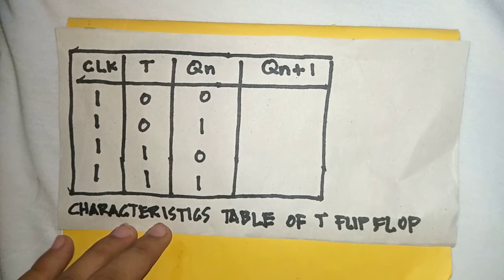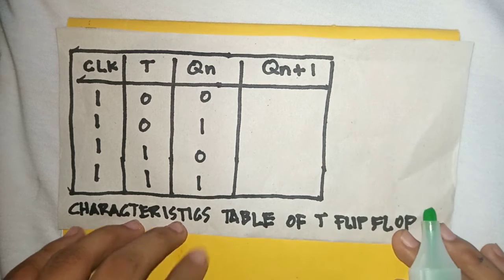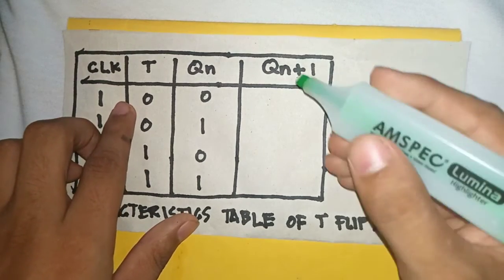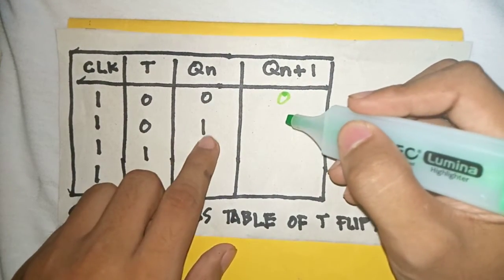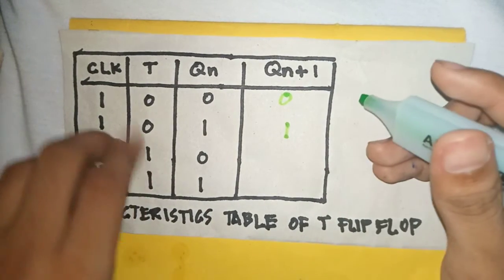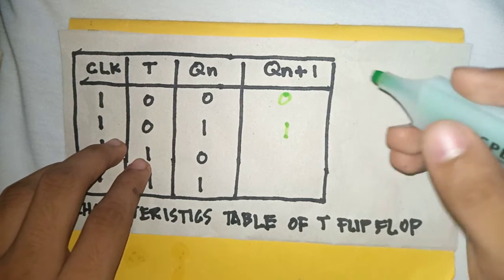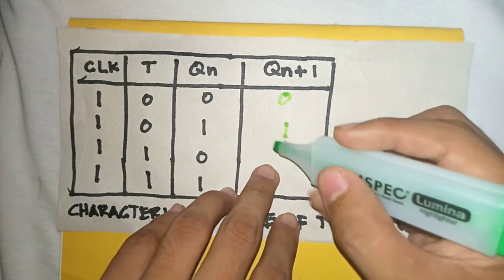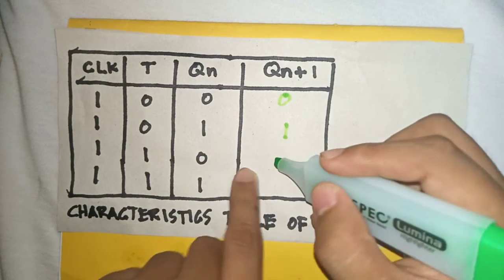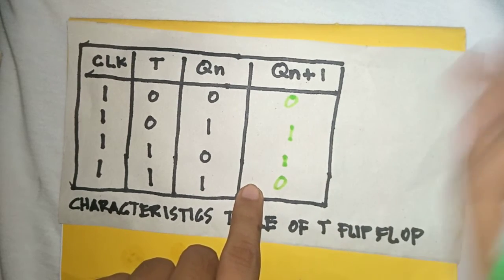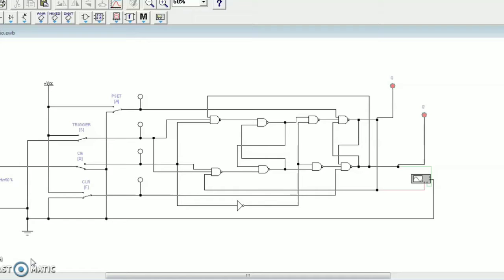Here we have the characteristic table of the flip-flop. When T is 0, we have 0 here, same as this, and we will have 1. When T is 1, our next state output will be the inverted value of the output here. So we have 1 here and 0 here. This is the logic equivalent of the flip-flop.